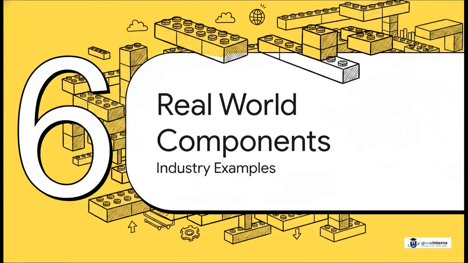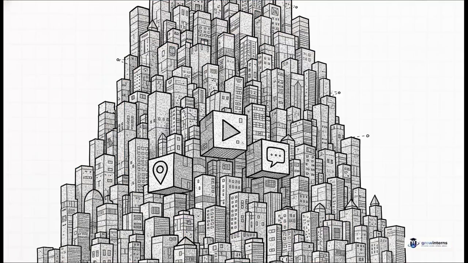Section 6. Components in the real world. Let's move on and see how this builds out in actual industry examples. It's one thing to talk about Legos in theory, but consider this. A single Facebook page load might render tens of thousands of these tiny independent component blocks in mere milliseconds. No way, right? But it's true.